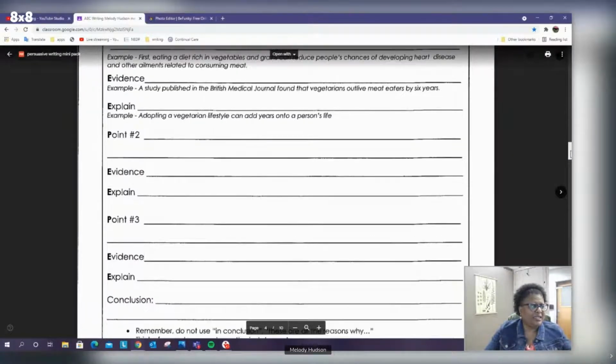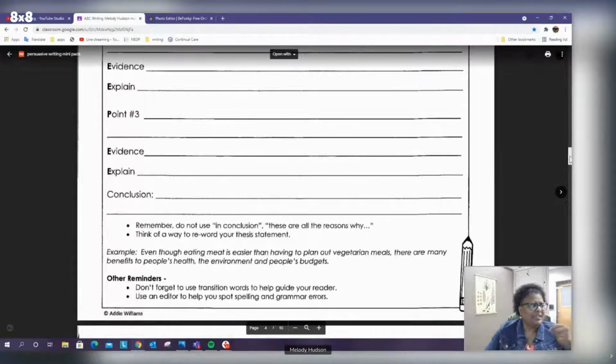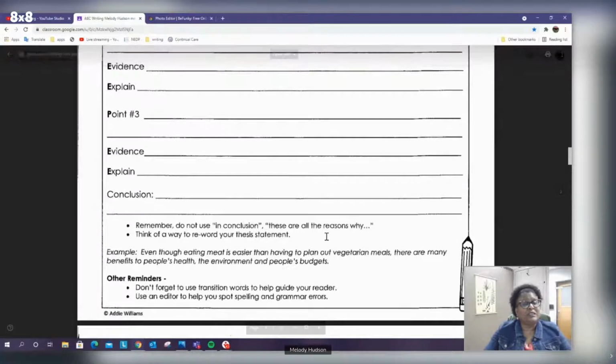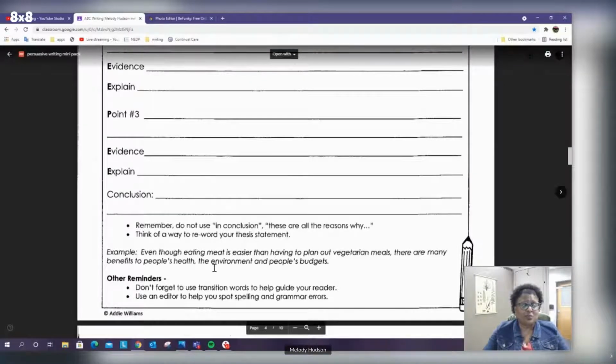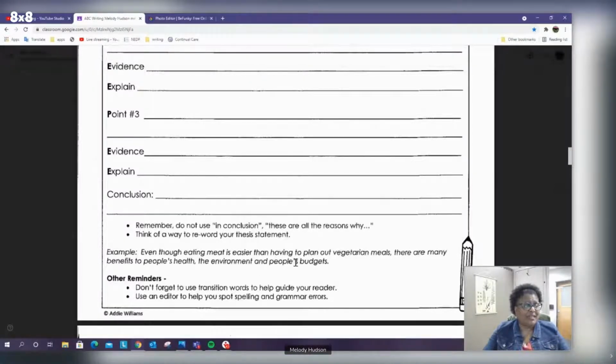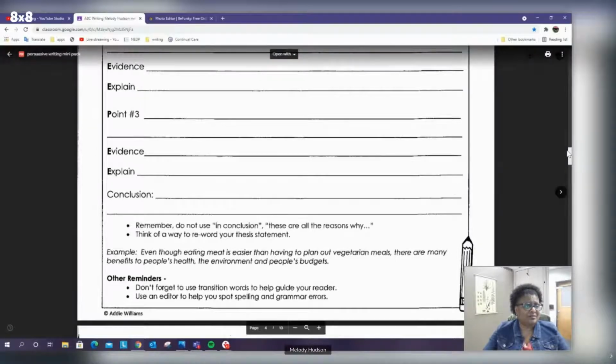So then I would go on and make my point two, give my evidence and explain it. Point three, give my evidence and explain it. And then make my conclusion, but don't use words that say "in conclusion" or "these are all the reasons why." Think of a word to restate your thesis statement. You're just going to say what you said, but in a different way. So here's the example: even though eating meat is easier than having to plan out vegetarian meals, there are many benefits to people's health, the environment, and people's budgets.